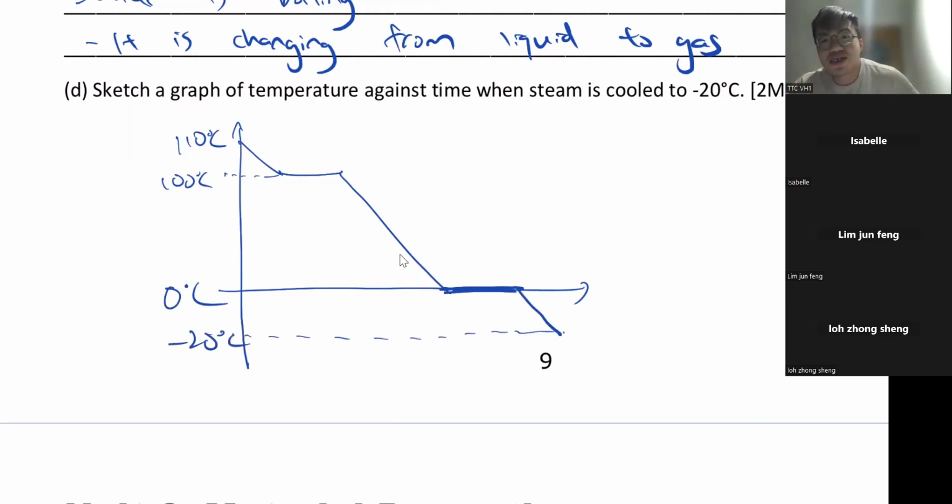Am I making sense here? I just reverse the graph. Okay, it's in mirror.